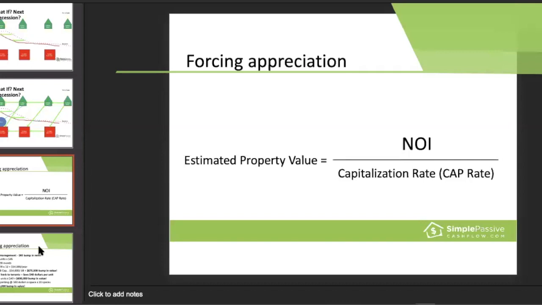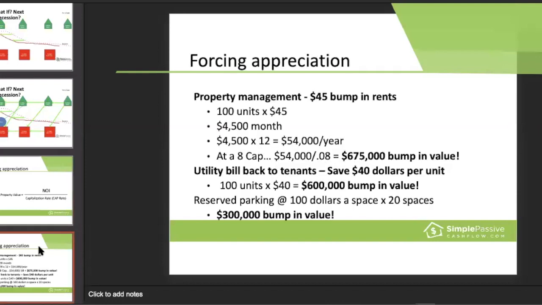1.43. Okay. You guys must be a higher cap rate. Yeah, it's closer to an 8 cap. Okay. But that's just an example of how we come up with the estimated property values.